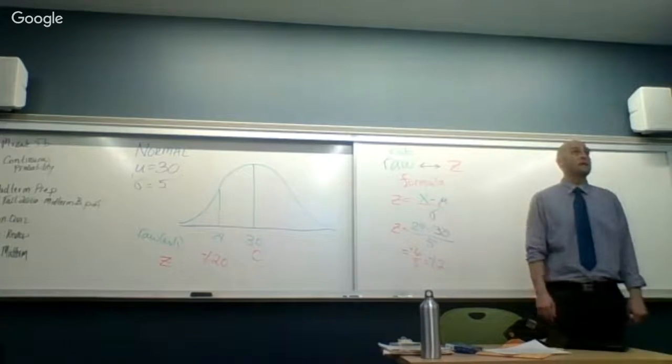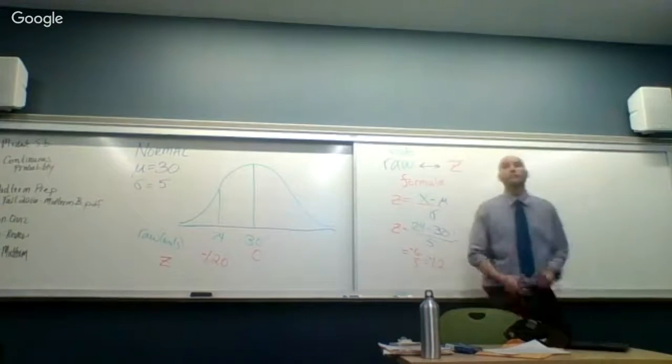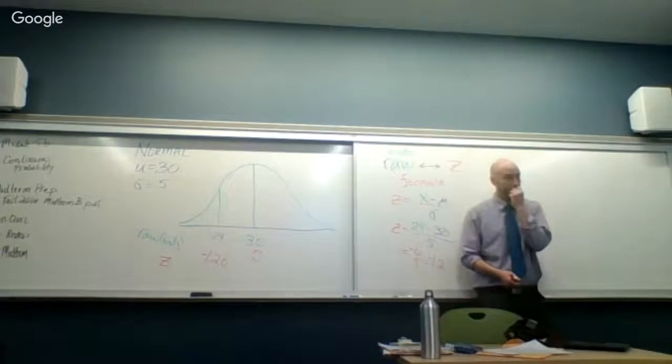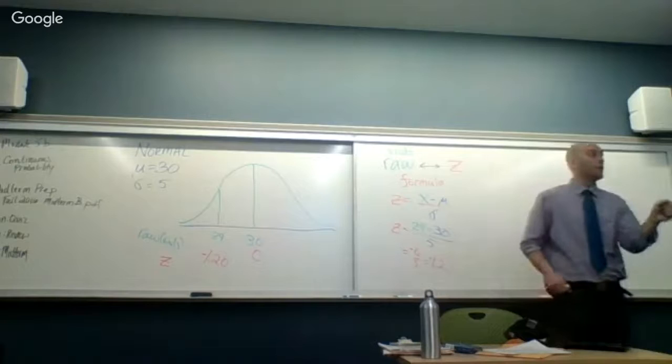Hey, the answer to number 36, negative 1.2. 1 down, 4 to go. The next question. What is the percentile associated with 24 visits per year?